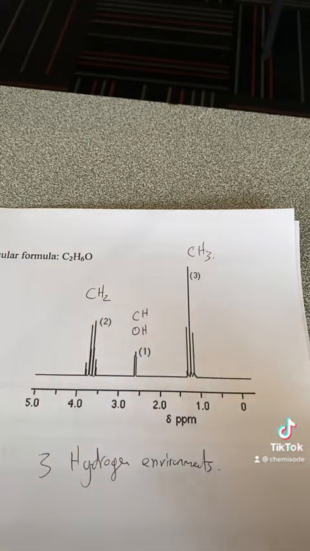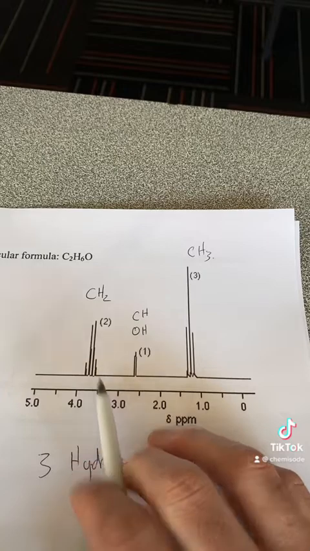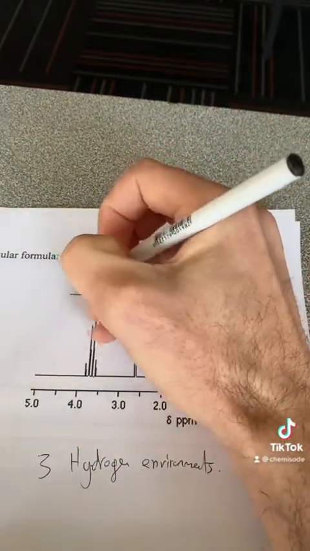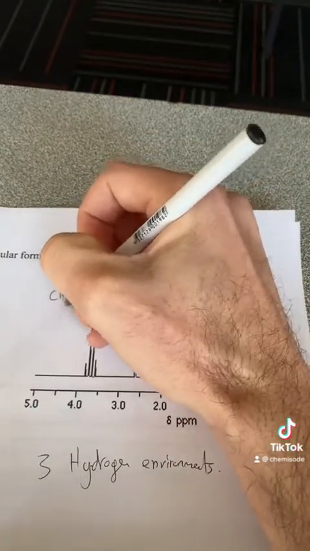The next bit of information is about the splitting, which tells us about the neighbours next to the environment. So this one is split into 4, and we have the n+1 rule. What that means is that it is going to have 3 hydrogens next to it, which suggests it's going to be next to a CH3.